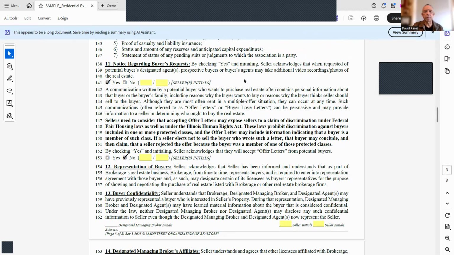Notice regarding buyer's requests. Let's see, we're talking about people taking additional pictures and videos.